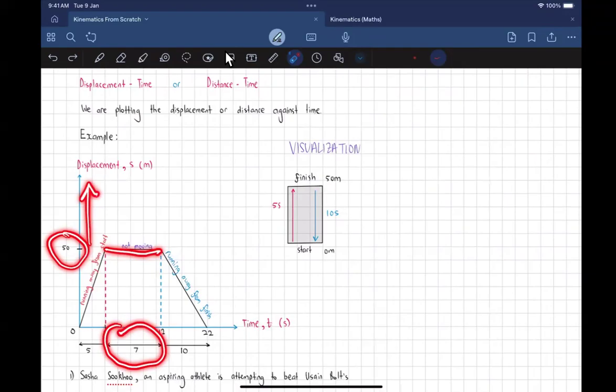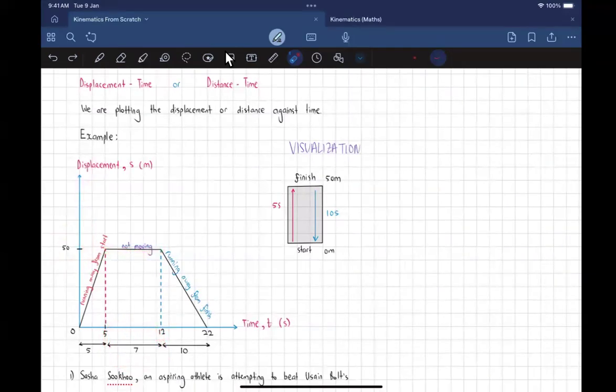Mm-mm. So I have a question, Haley. Altogether, how much distance did he cover? 50 meters. So you think he covered 50 meters altogether? Sasha, what do you think? How much distance do you think Sasha Suku covered at the end of this? How much did she run? 22. 22?